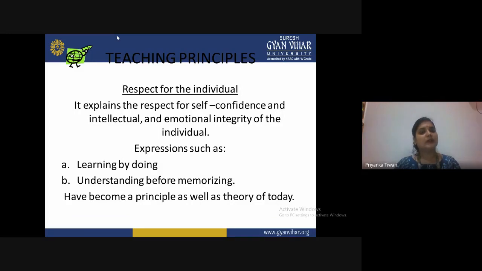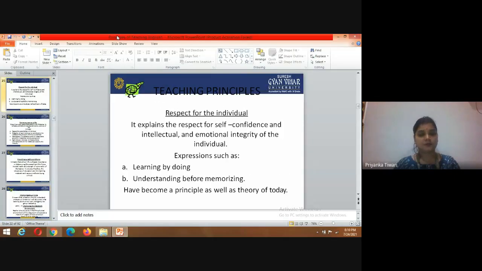Teaching principles: respect for the individual explains the respect for self, confidence, and the intellectual and emotional integrity of the individual. Expressions such as learning by doing and understand before memorizing have become a principle as well as a theory of today.